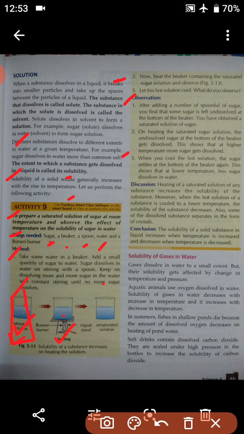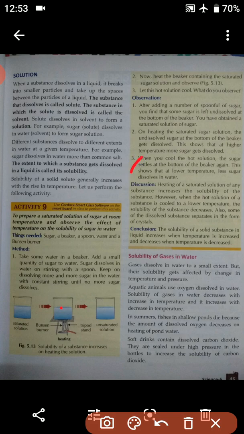So I already explained, when some amount of sugar is left undissolved in the beaker, that is the saturated solution of the sugar. So in part B you see, on heating the saturated sugar solution, the undissolved sugar at the bottom of the beaker gets dissolved. So on heating, what happens? The undissolved sugar also dissolves. This shows that at higher temperature more sugar gets dissolved. So students, from here we come to know that at a very high temperature the undissolved sugar will also get dissolved.